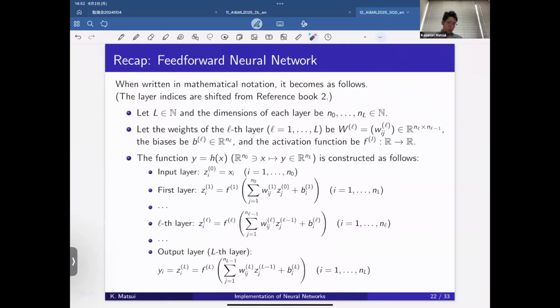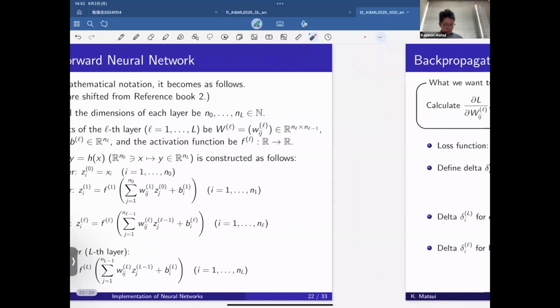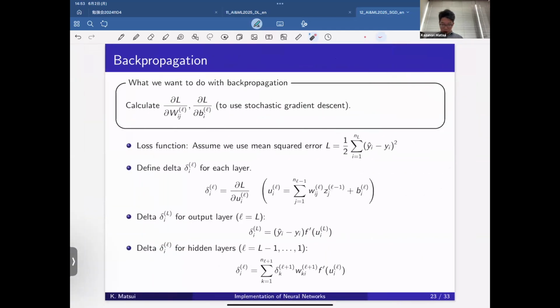Finally, let's make it a more general expression. Let's say there are capital L layers and the dimension of each layer is from N0 to NL. We can do similar calculations. So delta Li for each layer is calculated like this.